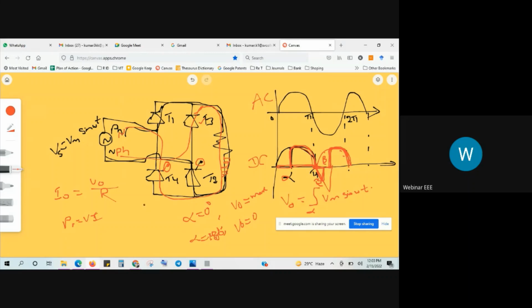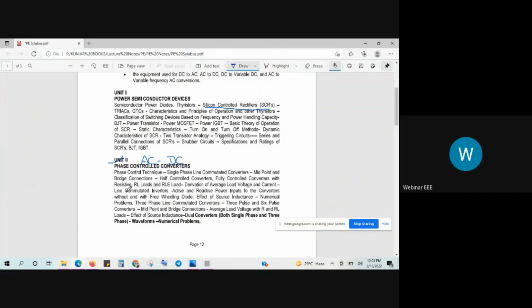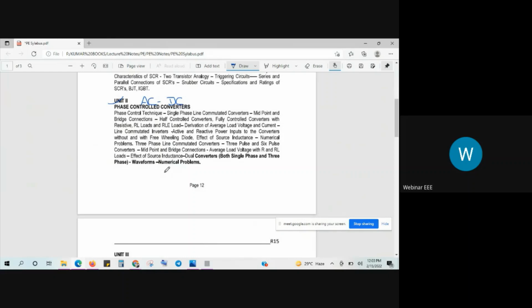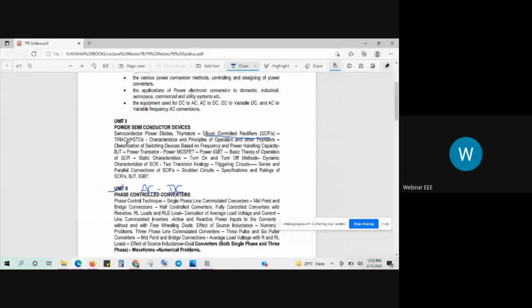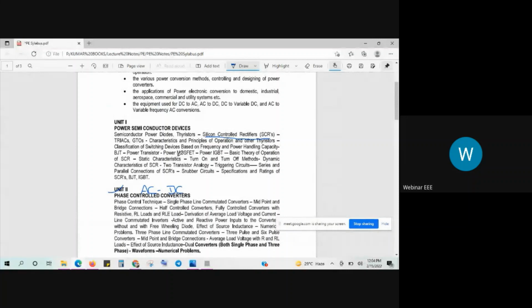Clear? So this is the basic difference between diode and SCR. Similarly, in upcoming classes, we will discuss the first unit, which is completely about switches: SCR, MOSFET and IGBT, the turn on process, and how we get the SCR two transistor analogy. Based upon this, we may get questions. Initially we have one diode. This diode is an uncontrolled device. In order to control the output voltage, we are entering the transistor family.